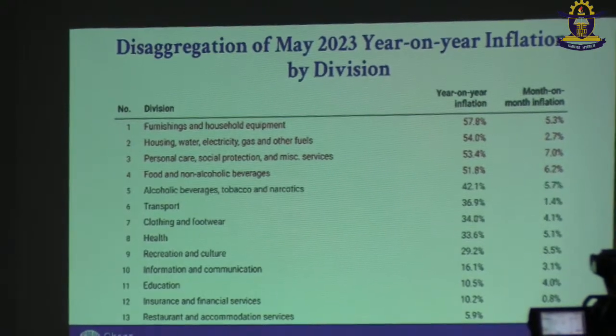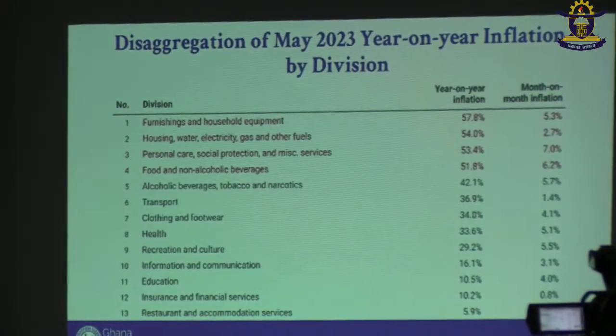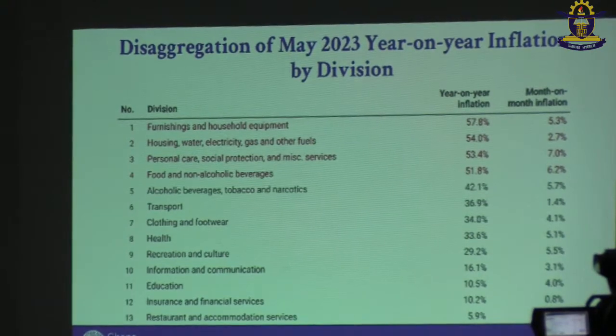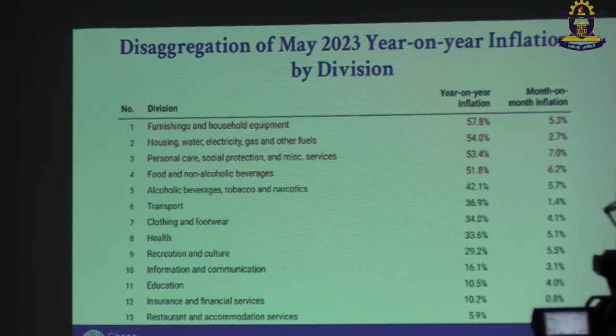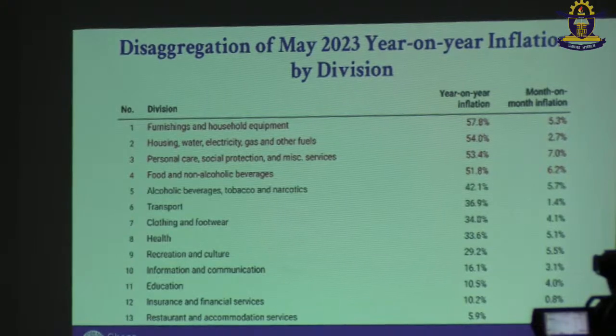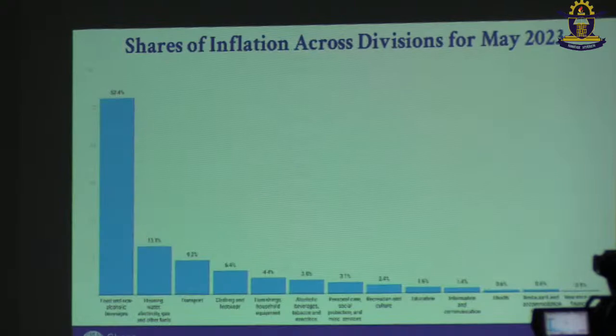On a month-on-month basis, keeping in mind that the national month-on-month rate of inflation was 4.8% for the month of May 2023, we again identified 5 divisions that recorded rates of inflation higher than the national average. This was led by personal care, social protection, and miscellaneous items that recorded the highest divisional month-on-month inflation of 7.0%.